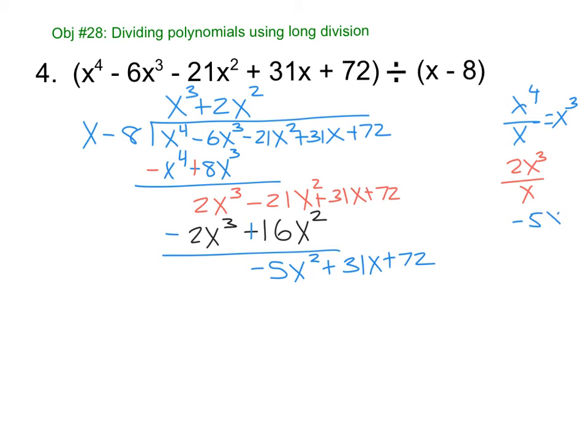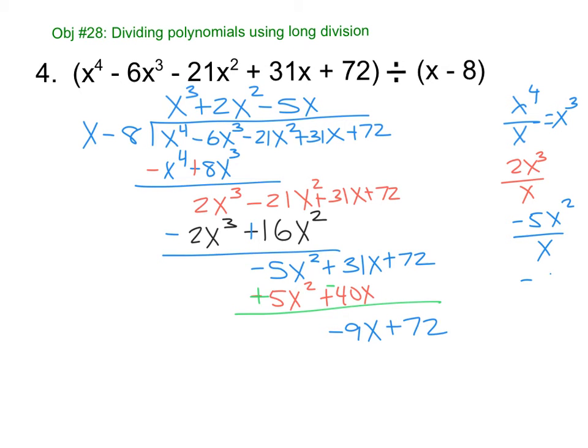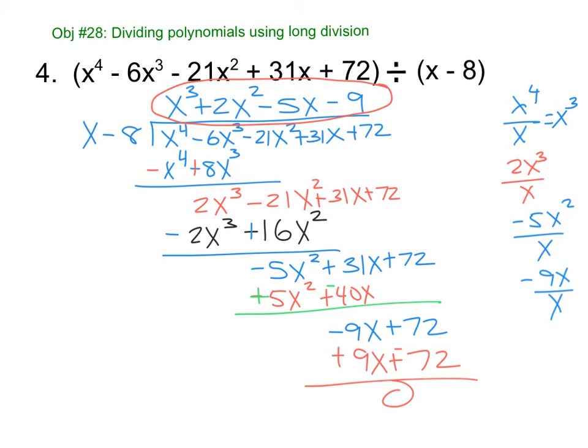So negative 5x divided by x, so negative 5x squared, sorry. Distribute, negative 5x squared plus 40x. Change the sign for subtraction. Negative 9x plus 72. So then negative 9x divided by x is negative 9. Distribute, change the sign, and we get a remainder of 0. And that is our answer.